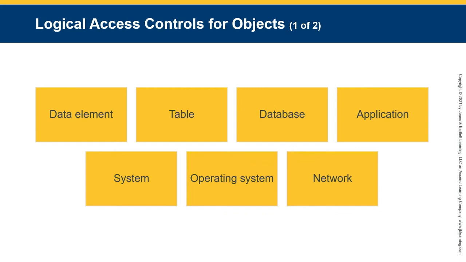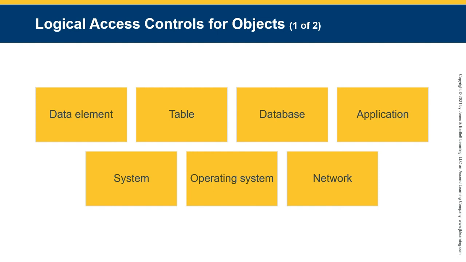All right, let's take a look at logical controls for objects. So we have the data element. That is the lowest level. And we have the different tables. The data element can be a name and address of a user. The table is made up of multiple of these. The database is then made up of all the different tables that are there, linking it together. The application is then connected to that. That controls the database over the top of it.